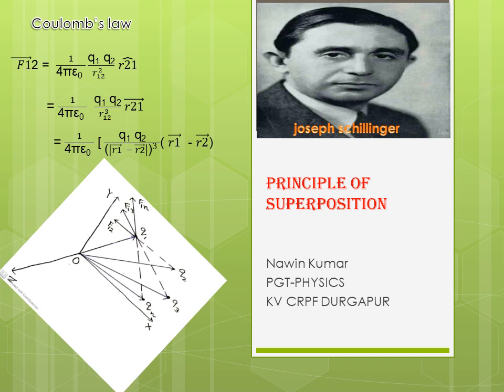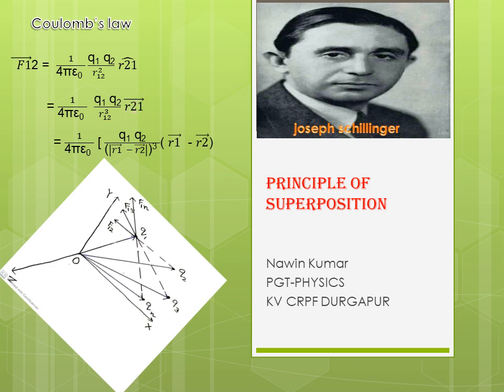Before coming to today's discussion, it is necessary to recap the vector form of Coulomb's law. The vector form of Coulomb's law between two charges, say Q1 and Q2, can be expressed as vector F12 is equal to 1 by 4 pi epsilon naught Q1 Q2 by R12 square unit vector R21. Also, 1 by 4 pi epsilon naught Q1 Q2 by R12 whole cube vector R21.